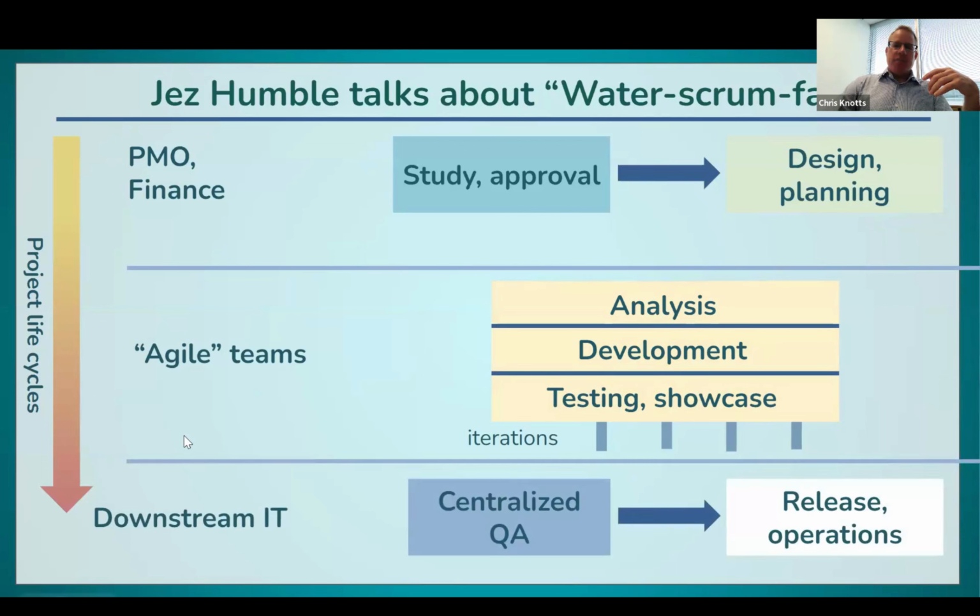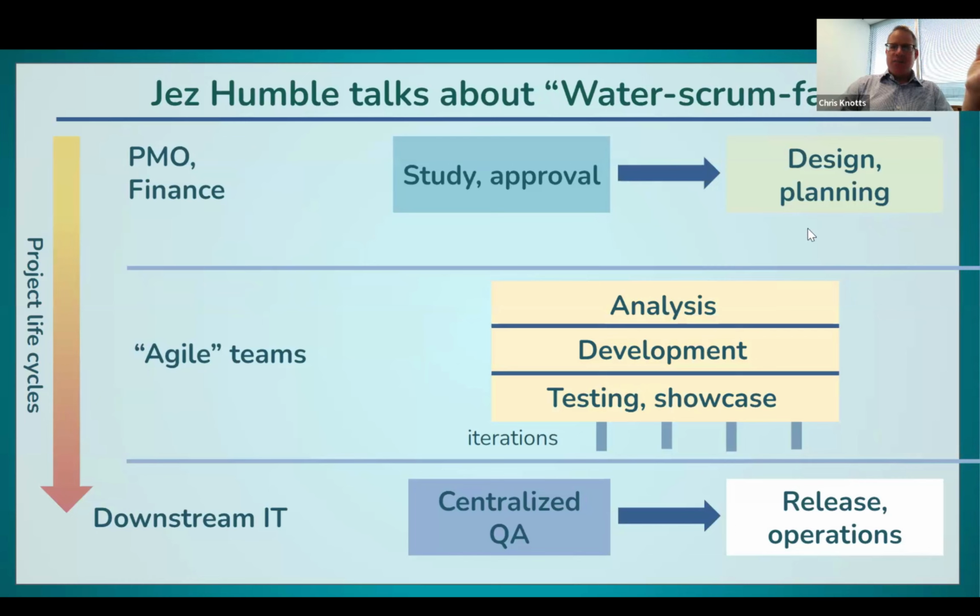And then you have downstream IT, and here sometimes you have centralized QA. Now, since I first saw the concept of water-scrum-fall introduced, I think centralized QA is not as much of a thing as it used to be, because people are endeavoring to shift left and build quality in. There are a lot of tools out there now that there were not in 2011, which allow you to do code scanning or continuous product quality monitoring. But that still is a thing in some organizations. So you may have a testing department, and then a release and operations. So this is another way to think about it.